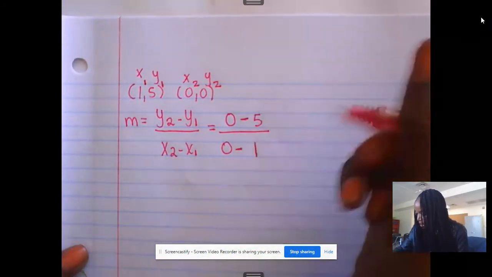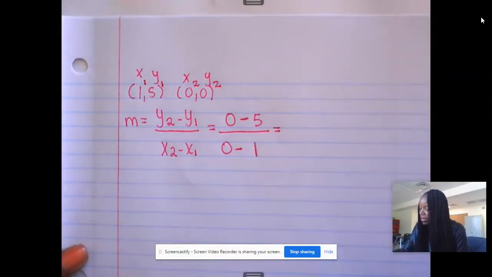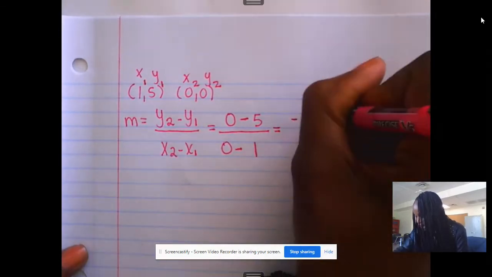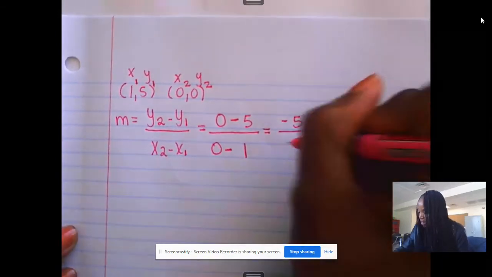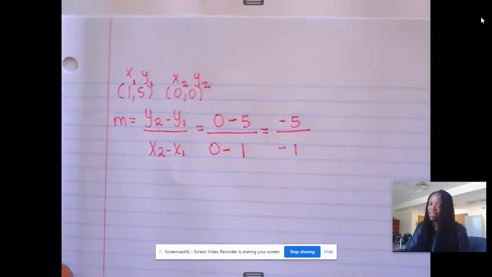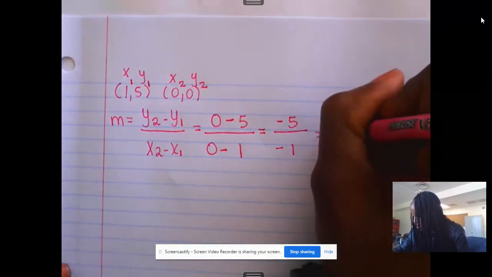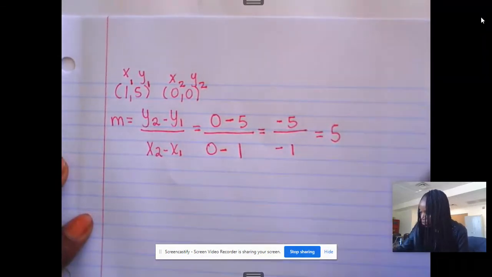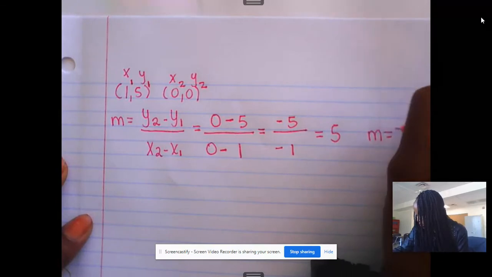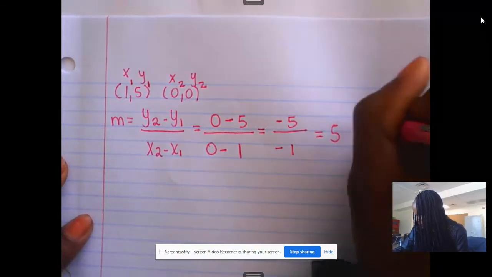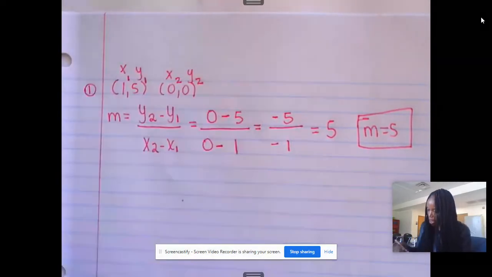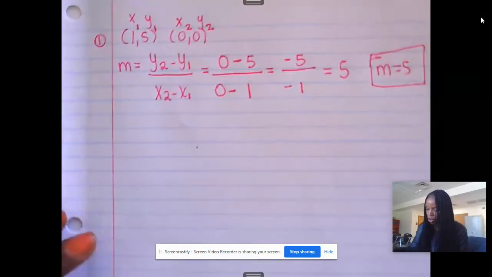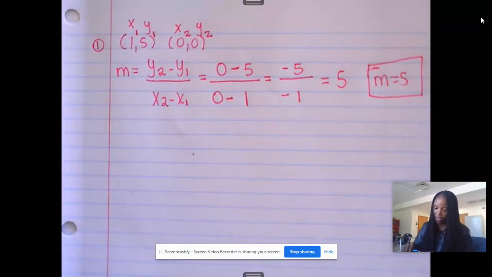And then I'm going to do the math. So 0 minus 5 is negative 5. Write my division sign. And then 0 minus 1 is negative 1. A negative divided by a negative is a positive. So my answer is 5. So my slope equals 5. My m equals 5. That is your final answer for that one. It's as simple as plugging in. Okay? That's problem 1, and then I'm going to do problem 2. And then you should be good, because it's just a really simple plug-in.